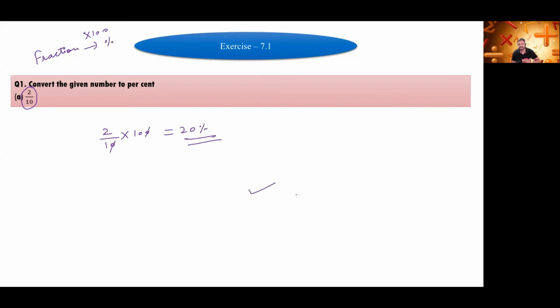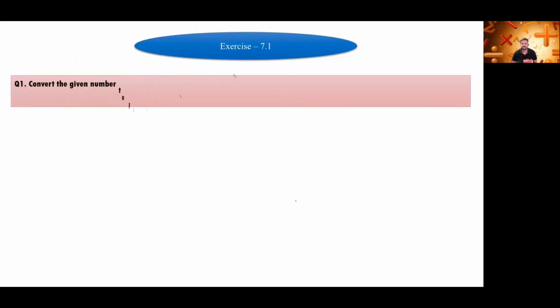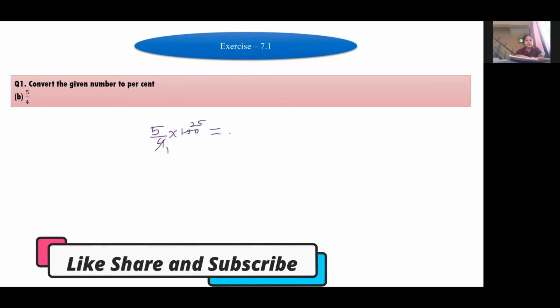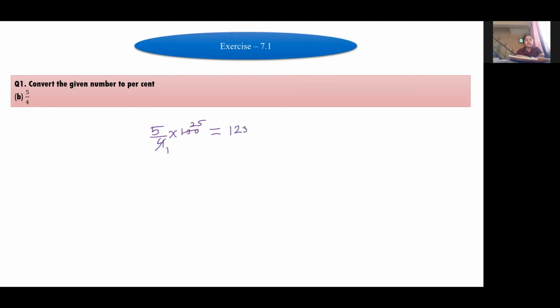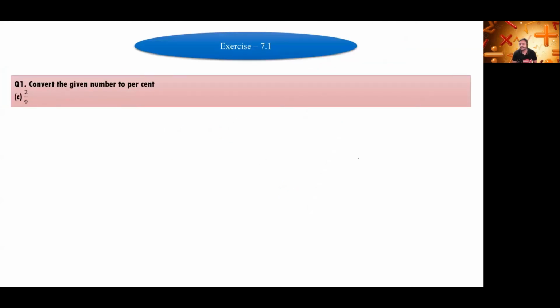Yes, Darshana, next one. Bolo. The question is 5 upon 4. So we will write 5 upon 4 multiplied by 100. Okay. 4 ones are 4, 25 are. Is equals to 125%. Okay. 125% is the answer. Okay, next one. 2 by 9. Who will do this?